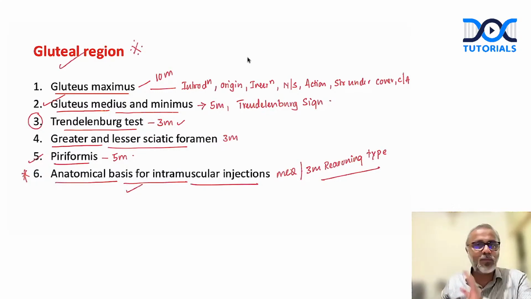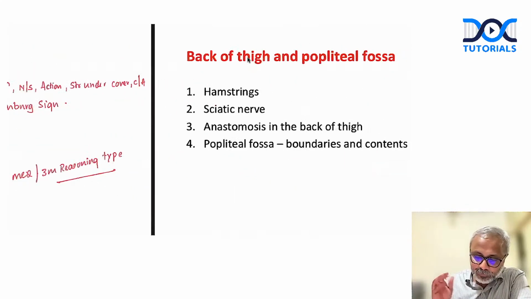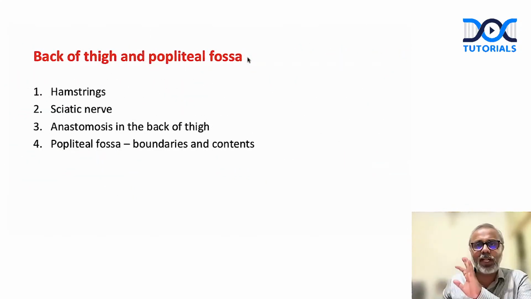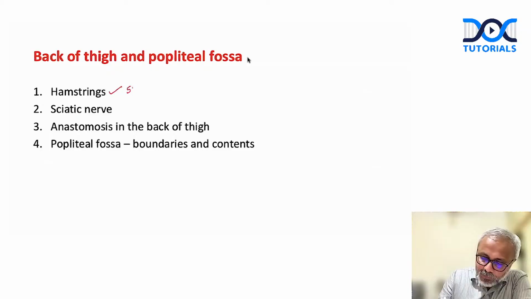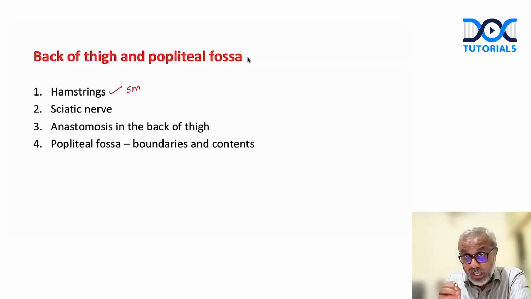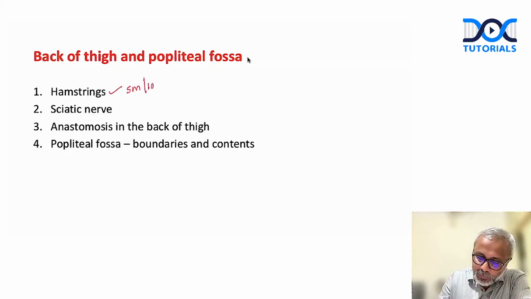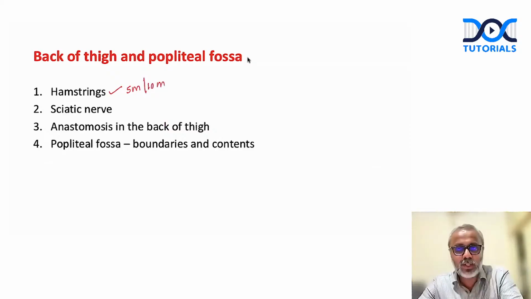So gluteal region, one more important chapter in the lower limb. Then in the back of the thigh and popliteal fossa, these are very favorite topics for the examiners for your gross anatomy practicals. But in theory, what can they ask? They can ask about hamstrings, right? Now, hamstrings could be a 5-marker. Very rarely, this could also come as a 10-marker question.